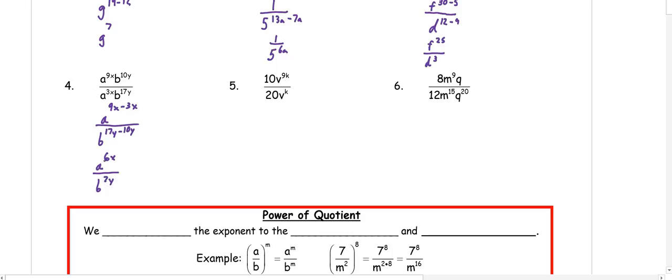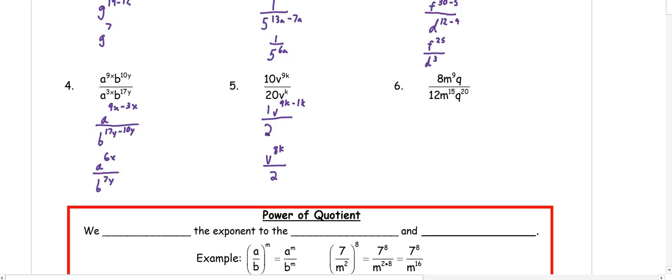Now, number 5, we're going to do the same thing, subtracting our exponents, but notice we have these numbers. So when there's numbers in the numerator and the denominator, we're going to reduce them if possible. So 10 over 20, I can take a 10 out of both numbers. That reduces to 1/2. Then I look at the v. I have v to the 9k over v to the k. Well, 9k is larger. So in the numerator, 9k minus k. Remember, k is really 1k. So I'm going to be left with v to the 8k over 2. You can put a 1 in the numerator if you want, but it's not necessary.